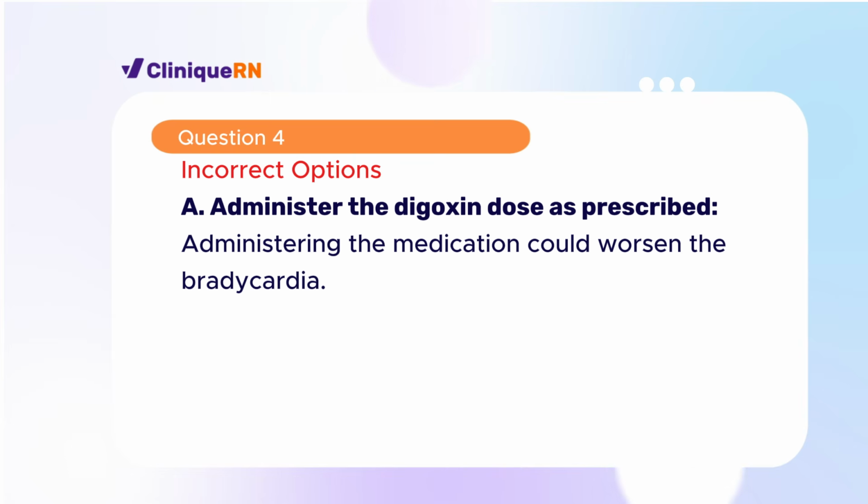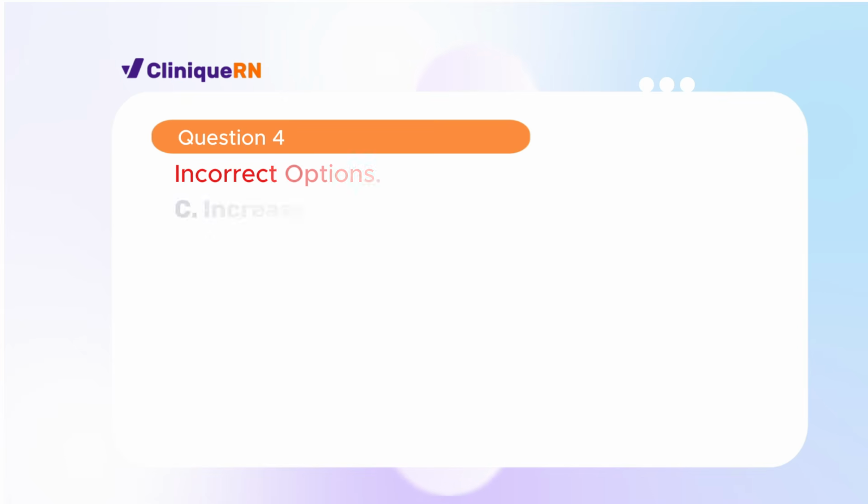Rationale for incorrect answers. A. Administer the digoxin dose as prescribed. Administering the medication could worsen the bradycardia.